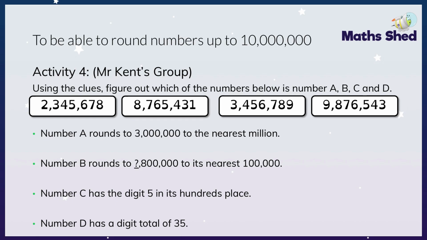Number B rounds to 800,000 to its nearest 100,000. One of those will go there. C has the digit 5 in its hundreds place, not 100,000s, it's hundreds. And D has a digit total of 35. So when you add the digits together, you get 35. See if you can work out which letter matches to which number. And here we go.